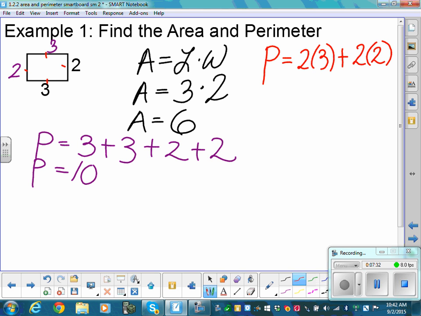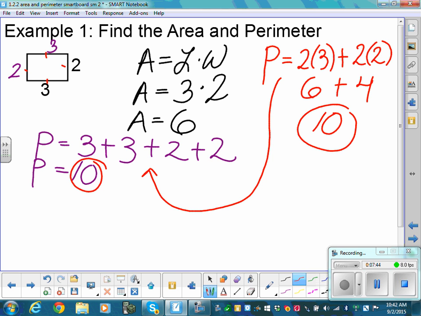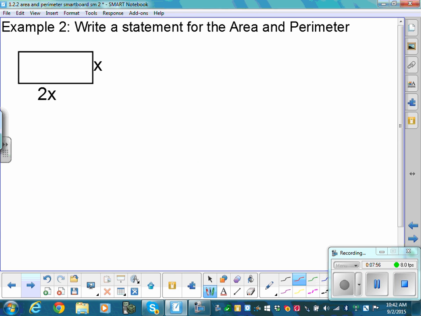Let's see if we get the same answer. We better get 10, or we've done something wrong. 2 times 3 is 6 plus 2 times 2 is 4. What's 6 plus 4? 10. Does everybody see how the perimeter was found 2 different ways, but we got the same answer? This is kind of the short way, really, right? I almost rather use that way. Does everybody see how, though, you can do it both ways? Okay, awesome.